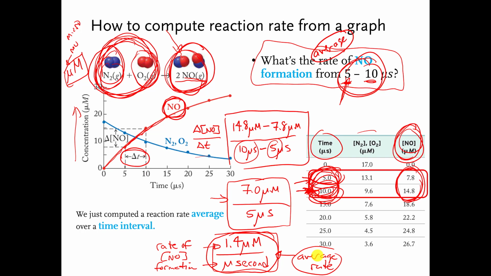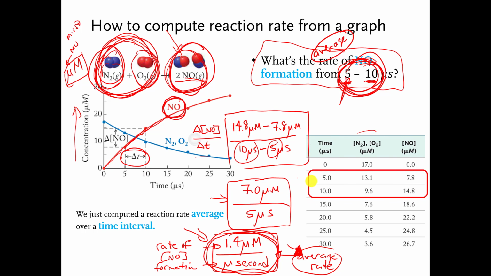Just like our speed in the previous video when we were going down the highway, it wasn't 12 miles per hour the entire time, or it didn't have to be. It could have been a little bit more, it could have been a little bit less, but the average speed was 12 miles per hour. This is the average speed of formation of NO over this period of time. And so that's called an average rate. And basically that's what we just did. We calculated the average rate of a chemical reaction using data in a table.